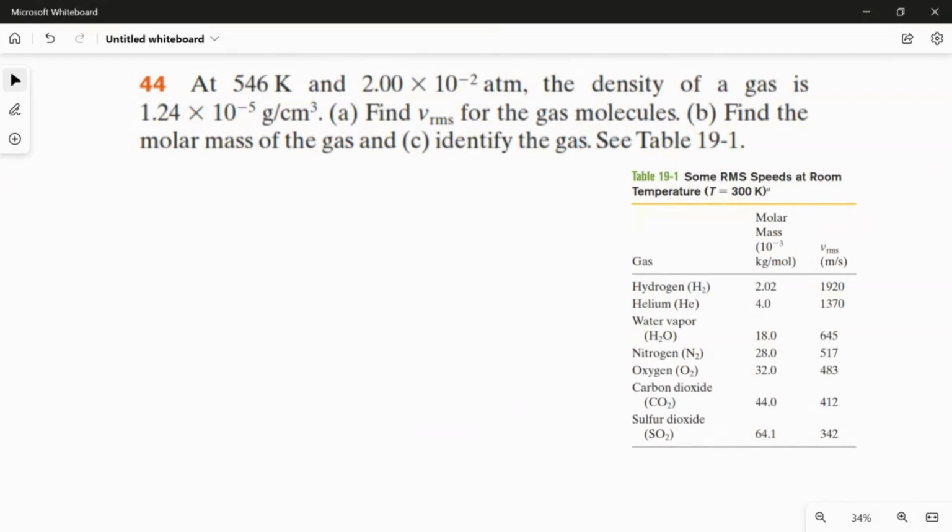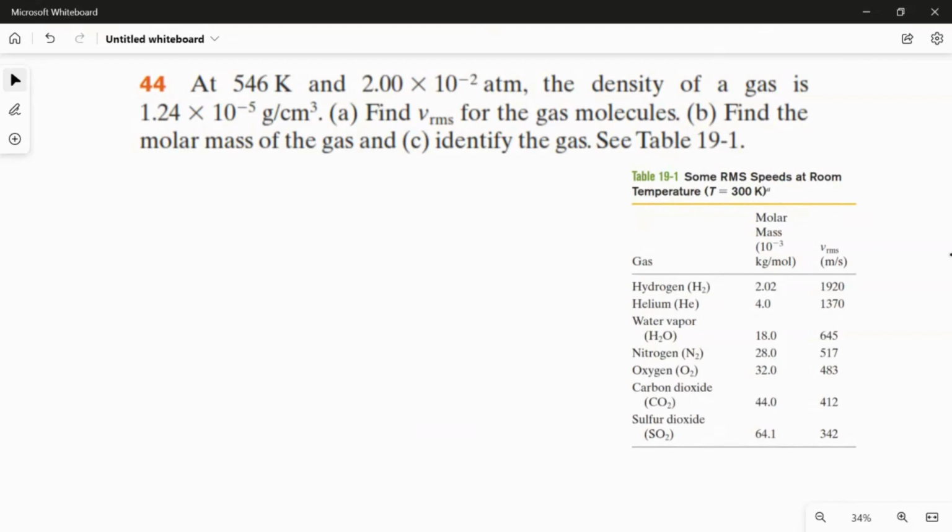First question, find the vrms for the gas molecules. Second question, find the molar mass of the gas. And the third question, identify the gas. So by seeing the table, we are going to get one answer, and by using that answer, we are going to cross check that value with the table, and after that we are going to identify what should be the gas for that value. Clear? Okay, let's answer one by one.